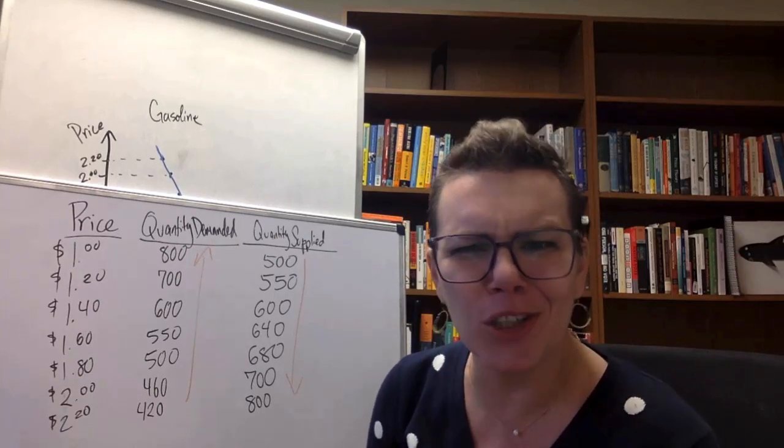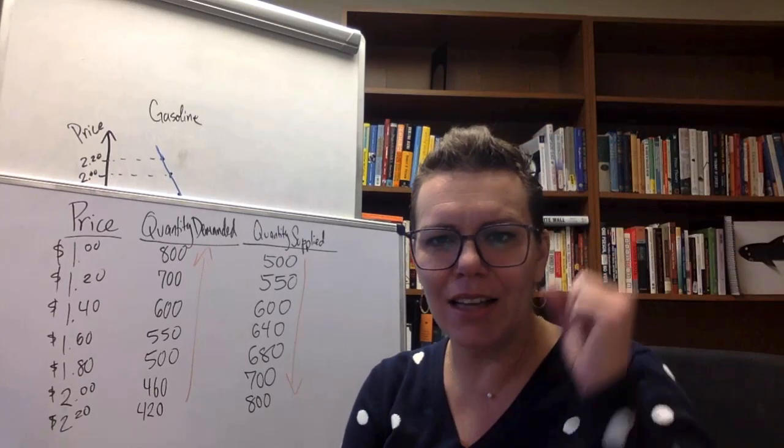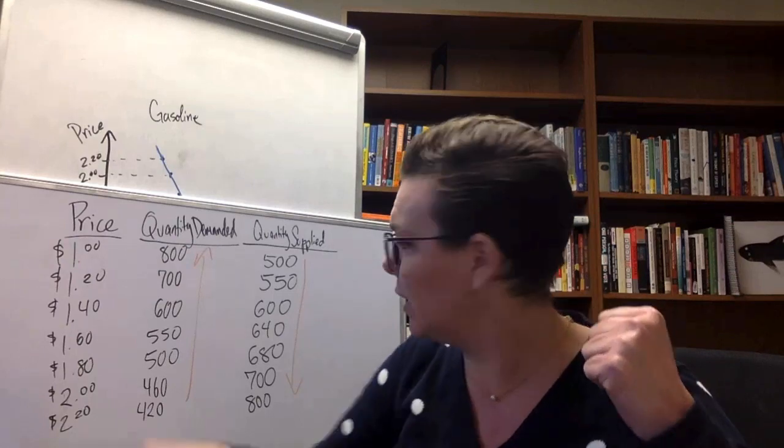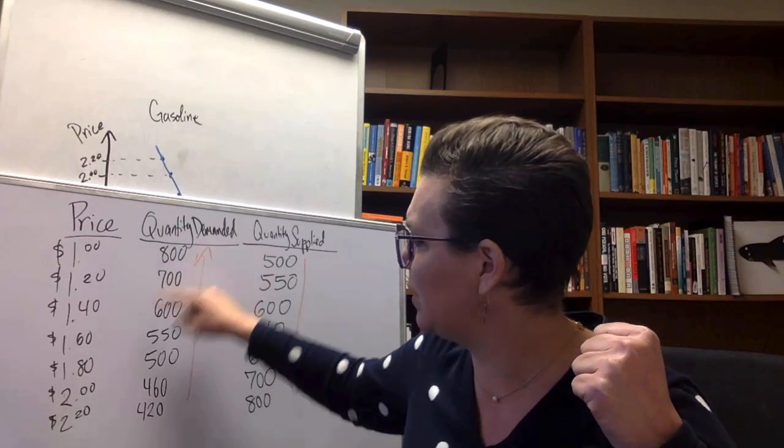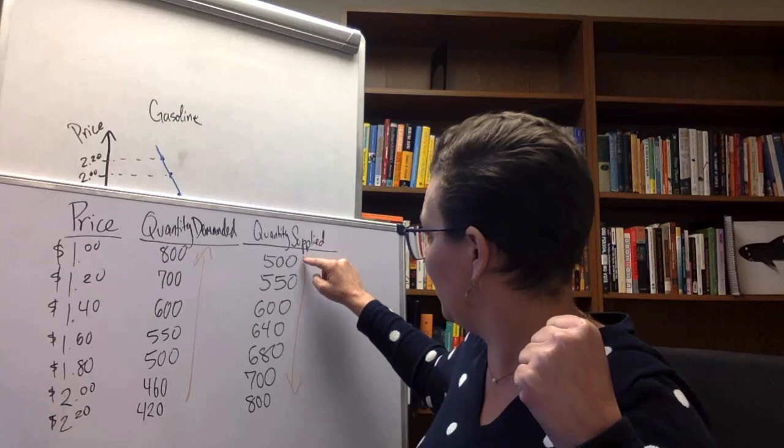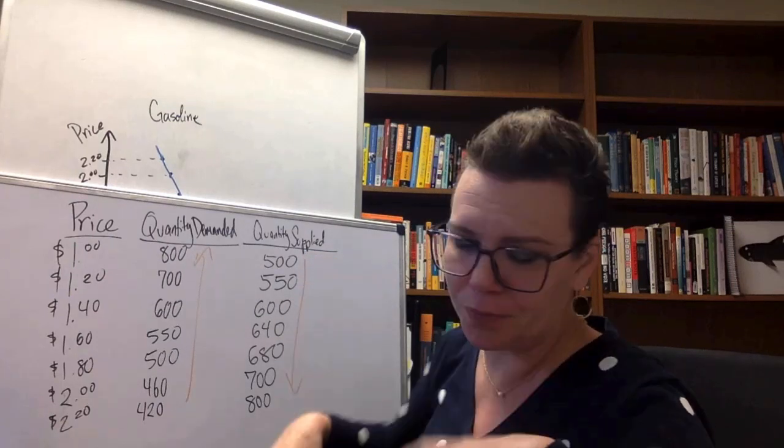Basically, they're going in different directions, right? As price is decreasing, we're going to see quantity demanded increase. And as price is decreasing, we're going to see quantity supplied decrease.